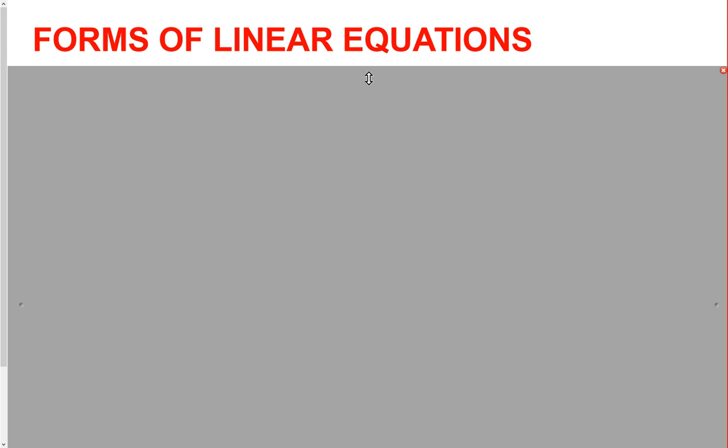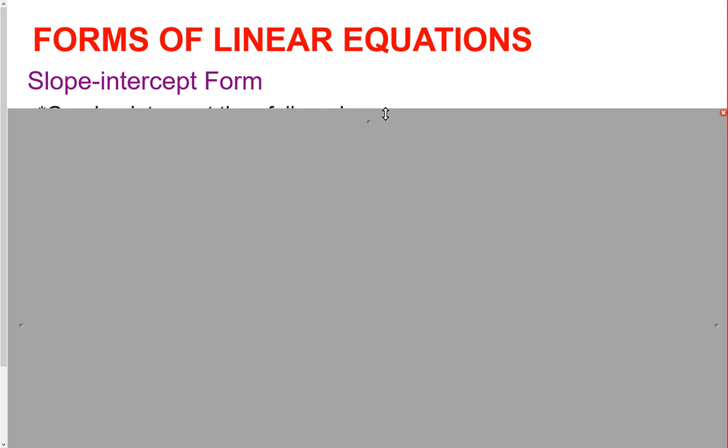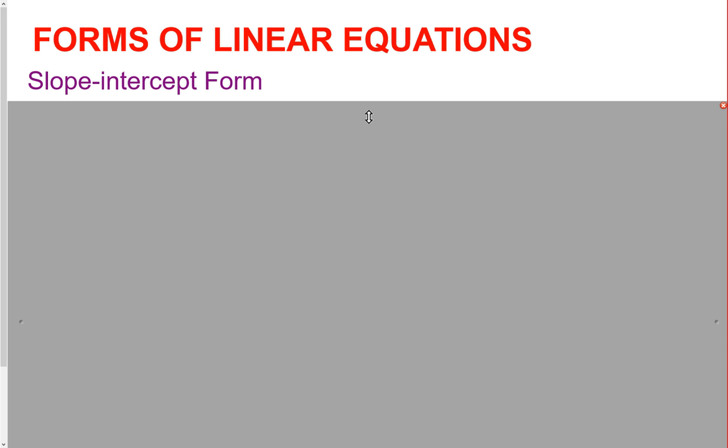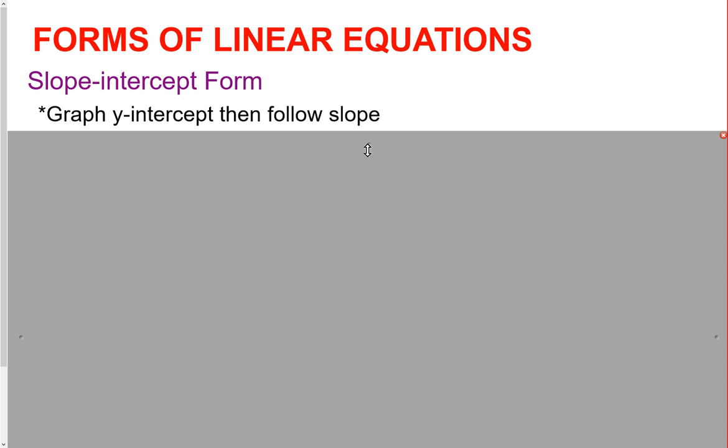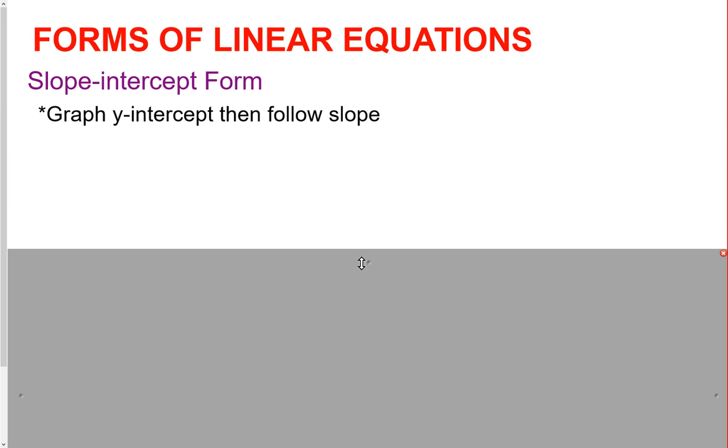So there are a couple of forms of linear equations, right? Our first one is our slope-intercept form. And what do we do when we've got our slope-intercept form? Well, if we want to graph it, we are going to first look for the y-intercept, and then we're going to follow the slope from there.